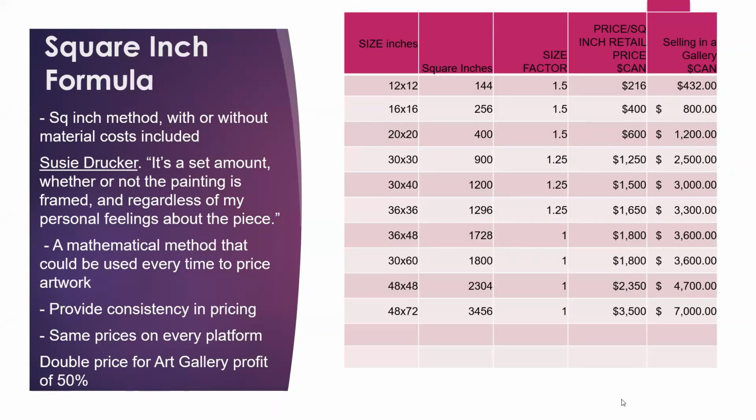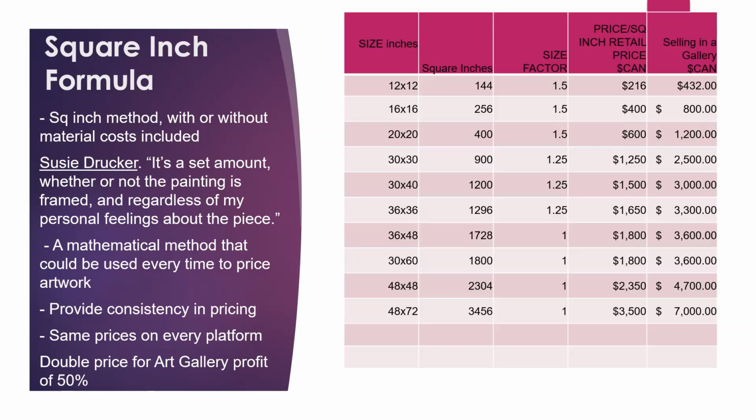One objective way of doing a pricing matrix is a square inch formula. The square inch formula is a method that can be used to price your artwork with or without material costs included. One artist, Susie Drucker, said it's a set amount whether or not the painting is framed and regardless of my personal feelings about the piece. The square inch formula is a mathematical method that can be used every time to price your artwork. It provides consistency in pricing, which is what you want.